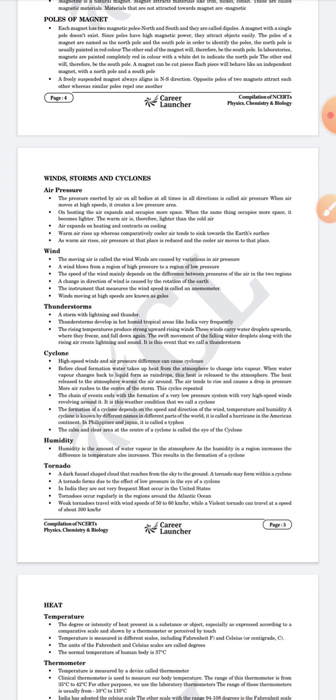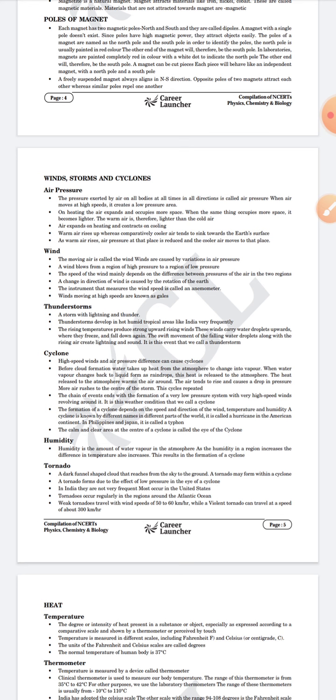On heating, the air expands and occupies more space. When the same thing occupies more space, it becomes lighter. The warm air is therefore lighter than the cold air. Air expands on heating and contracts on cooling. Warm air rises up, whereas the comparatively cool air tends to sink towards the Earth's surface. When the warm air rises, air pressure at the place is reduced and cooler air moves to that place.